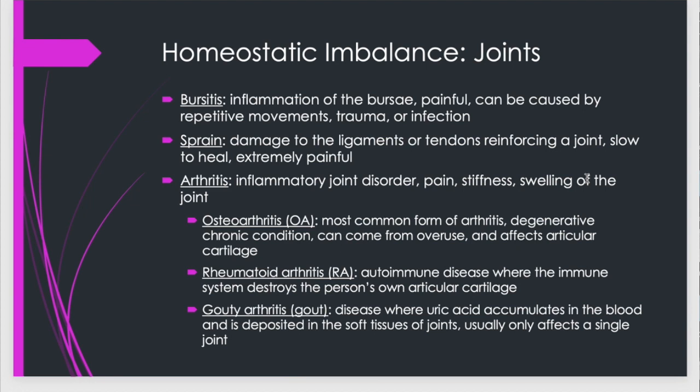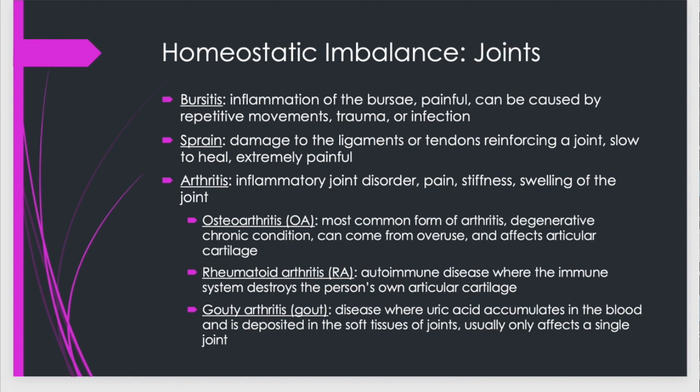A sprain is going to be damage to the ligaments or tendons that help to reinforce the joint. They're very slow to heal, and they're very, very painful. And then lastly, we have arthritis, which is going to be inflammation of the joints. There are different types of arthritis that you can see here, and we'll talk about each of those. But there's usually pain and stiffness and swelling of the joints associated with arthritis.